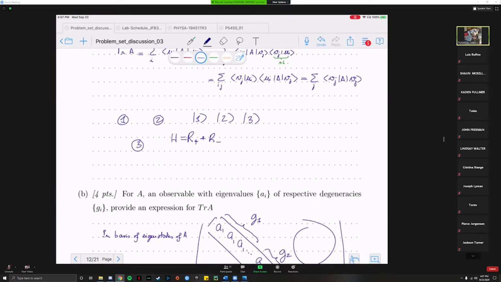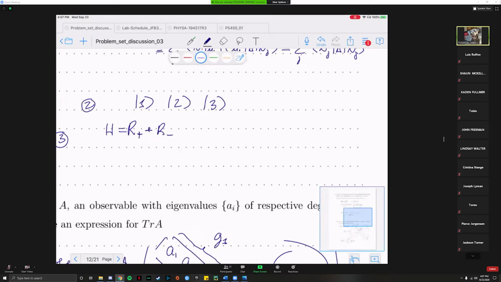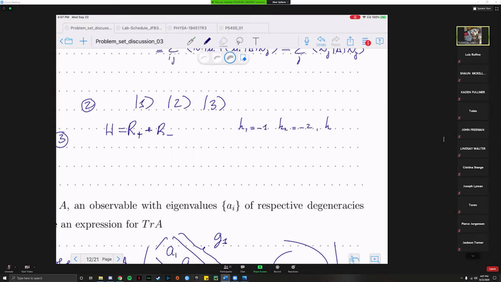And in fact, I made a mistake because I had not realized when working out the problem with you that one of the eigenvalues was twofold degenerate. So I think that in this case, the values were, let's say, H1 equals -1, H2 equals -2, and H3 -1, sorry. I think that's what we found.